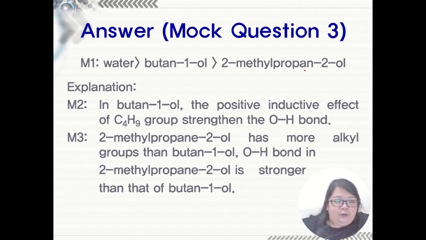So that's all for this recording. I've just explained how to explain the acidity of alcohols compared to water, and these are the mock questions that I created.